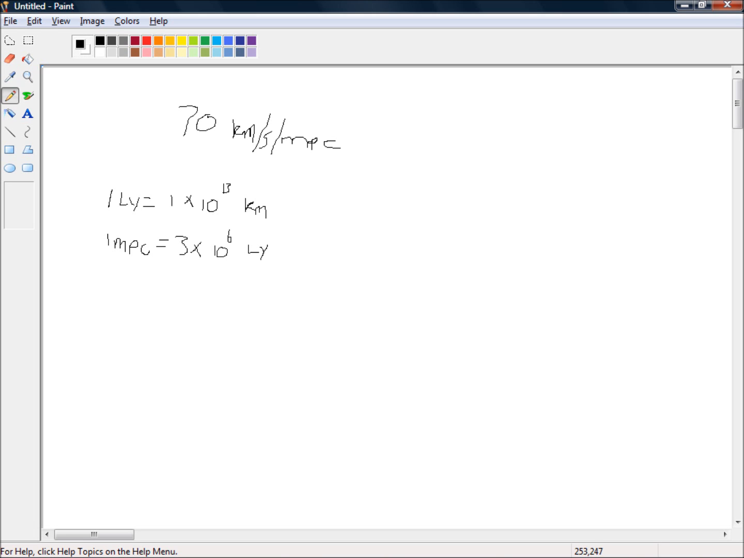Imagine trying to deal with all those noughts. Okay, so that's equal to, well, the coefficients are just 1 times 3, and that's times 10 to the power, and the law of indices says 10 to the power 13 times 10 to the power 6 is equal to 10 to the power 13 plus 6.